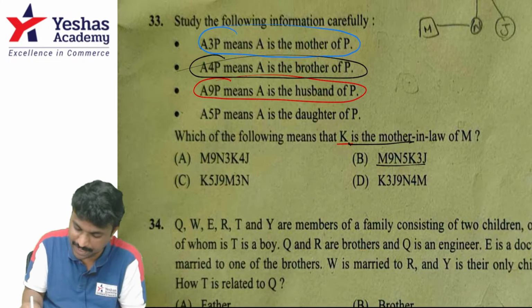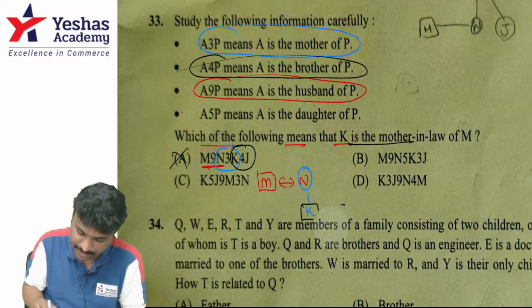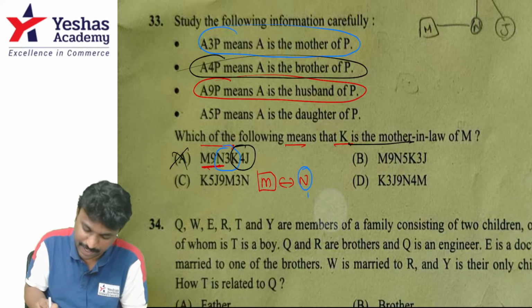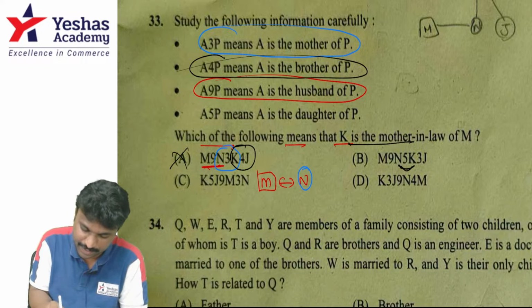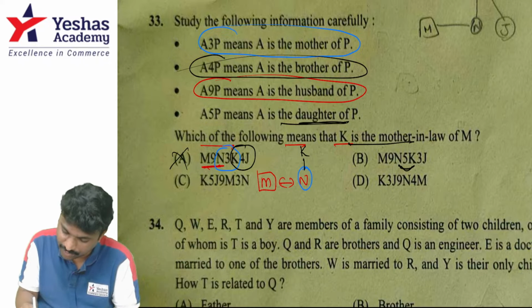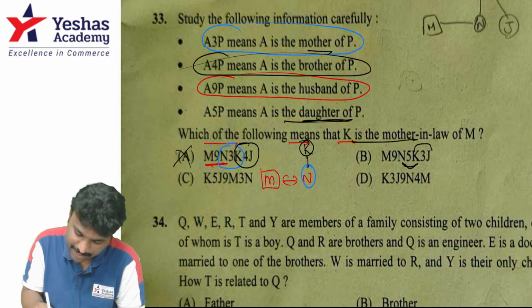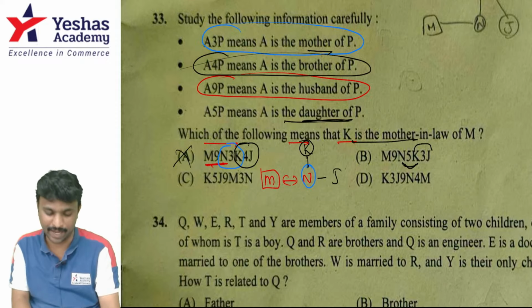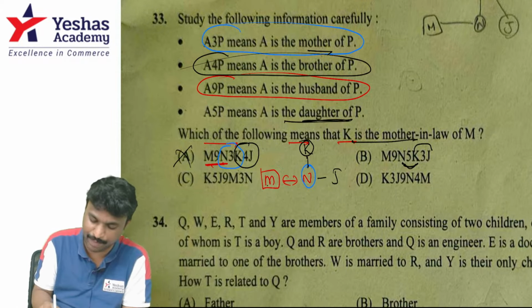Let's check option B now. M9N. So M9N is the same figure. 9 means husband. First person is husband of second person. Now, N5K. 5 means daughter. So N is daughter of K. So that means K should be above. K3J. 3 means mother. K is a mother of J. That means J should be sibling to N. Look at this. K is mother-in-law of M. Definitely for M, N is a wife. Wife's mother is mother-in-law only. That means option B is the right answer.